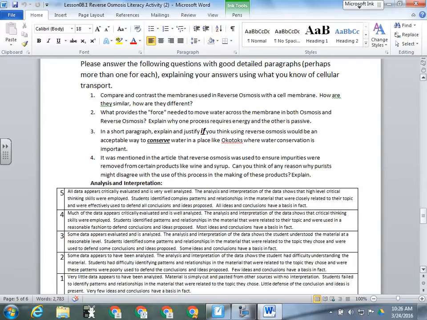Okay, I got to mark that paragraph and make sure I get back to it. Okay, second question: what provides the force needed to move water across the membrane in both osmosis and reverse osmosis? Explain why one process requires energy and the other is passive.